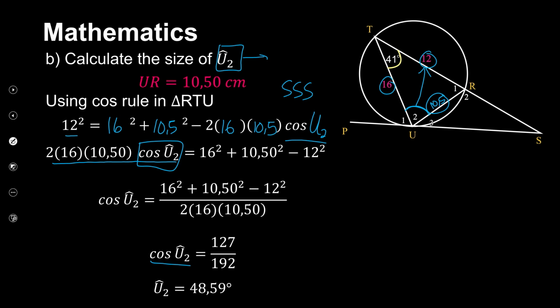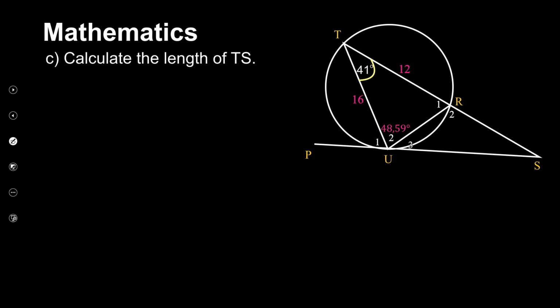So what we found, because we had three sides, we found this angle here. This angle, 48,59 degrees. Now, because this question continues, we're going to be needing this answer for the next part of the question. Okay, so now I've just put it into the diagram. That's what we just found. Okay, they want us to calculate the value of TS. So they want us to calculate the value of TS, that line there.